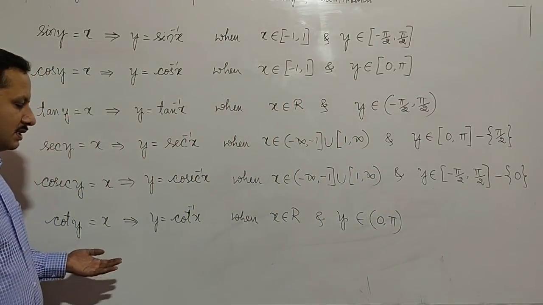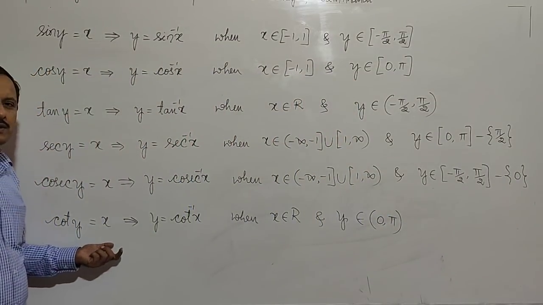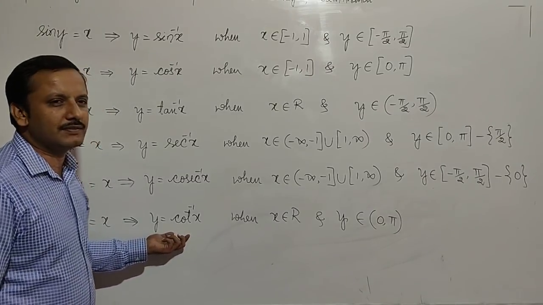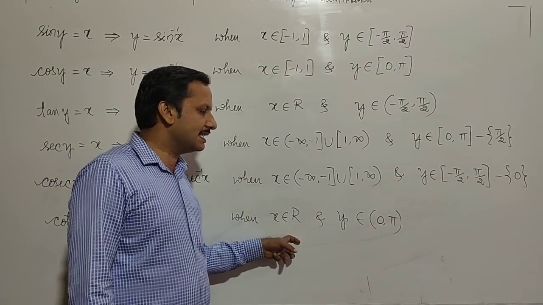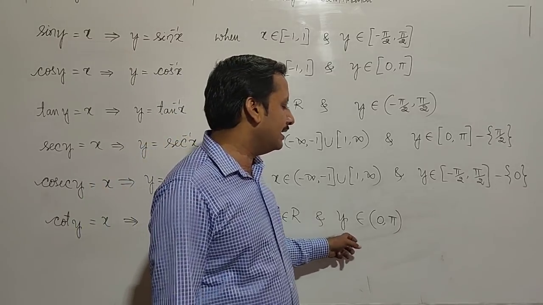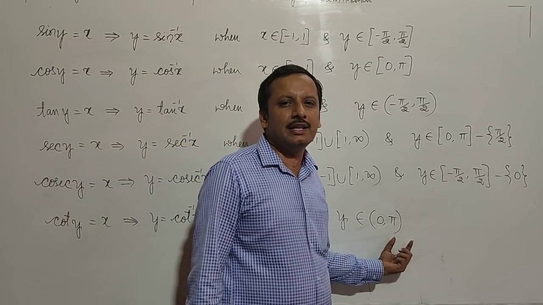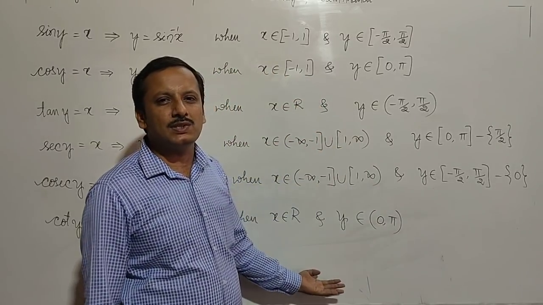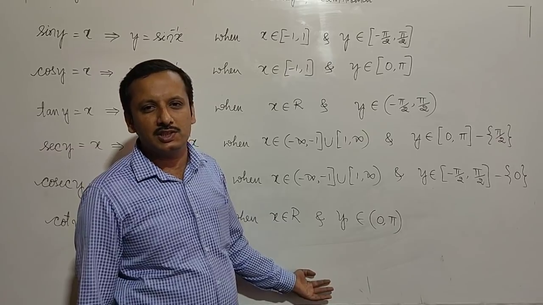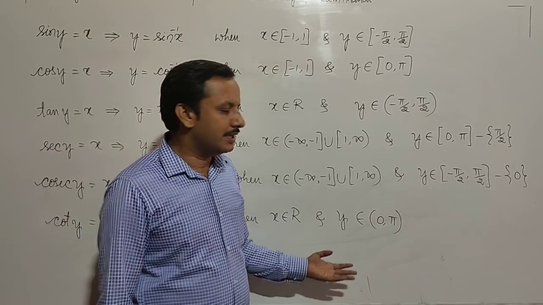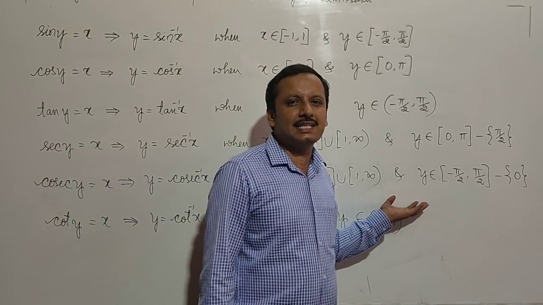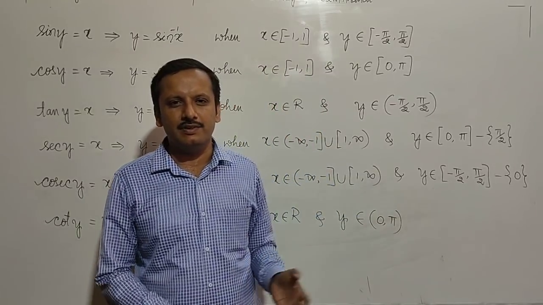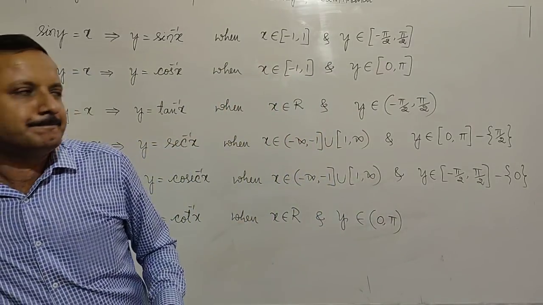Then for cot inverse x, cot y is equal to x will imply that y is equal to cot inverse x whenever x is any real number and y lies in the open interval 0 to pi. This is the basics of these 6 inverse trigonometric functions. Now let us discuss some properties of these inverse trigonometric functions.